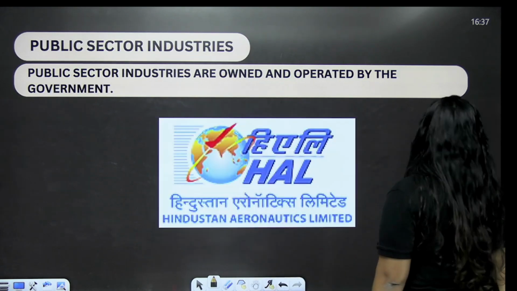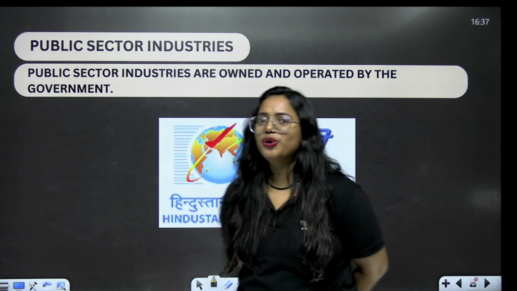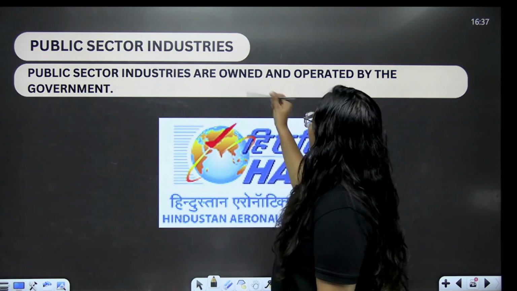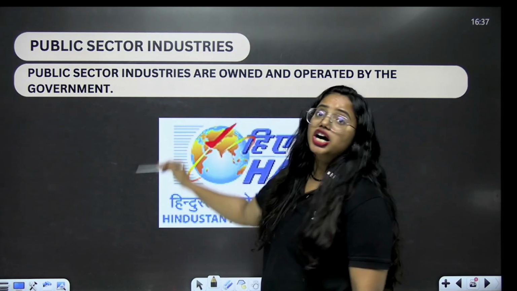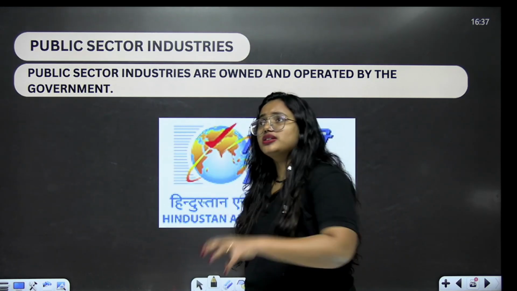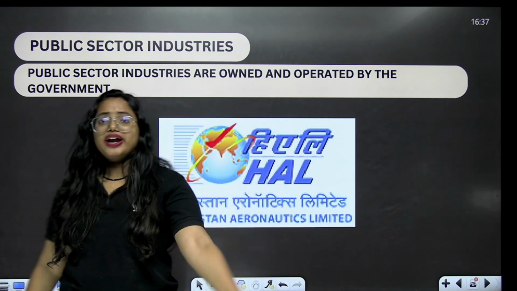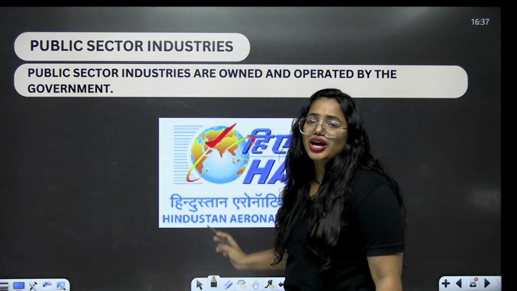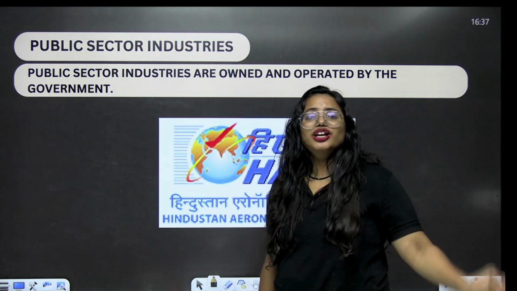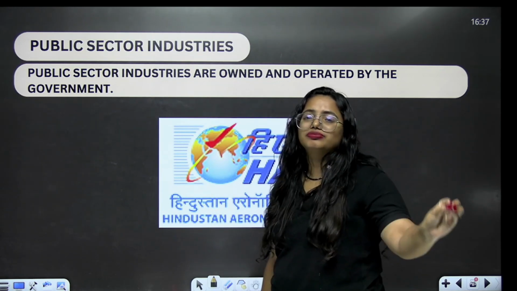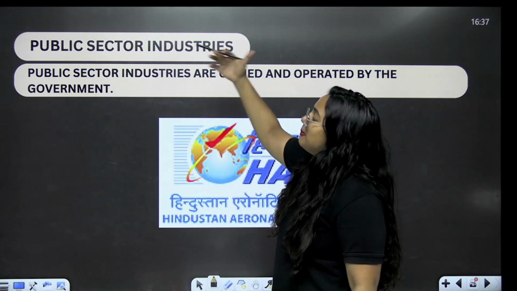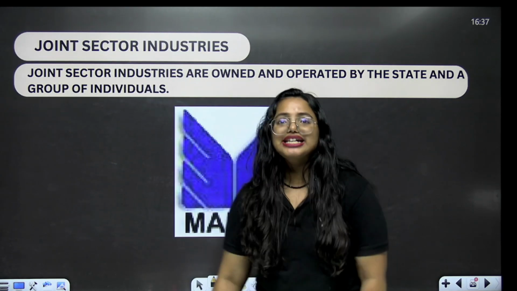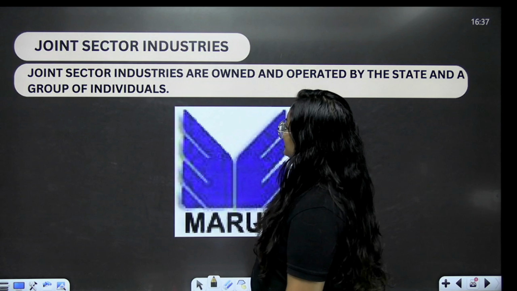What about the next one? Let's learn. Public sector industry. What is that? These are owned and operated by the government. So HAL, Hindustan Aeronautics Limited, is one of the government-owned public sector industries. Clear? Joint sector industries. What are these?